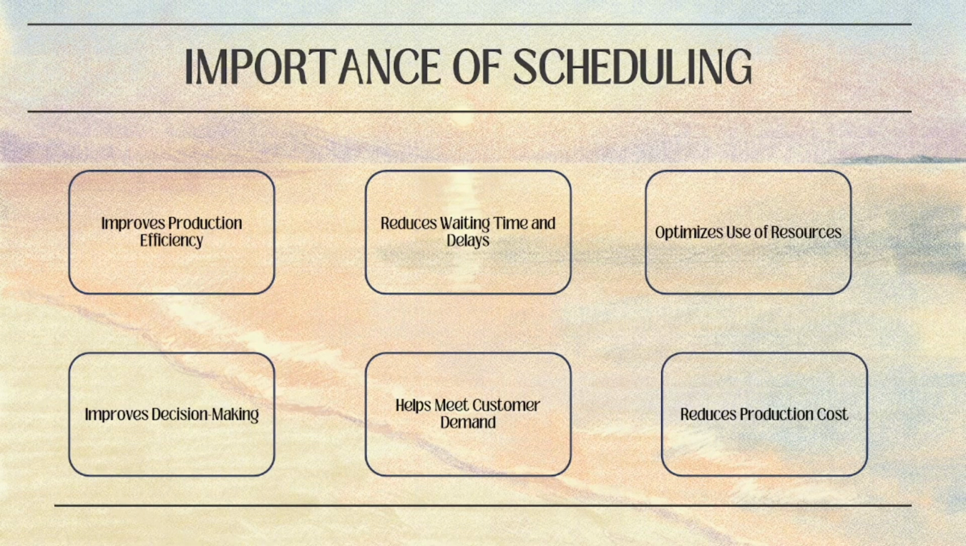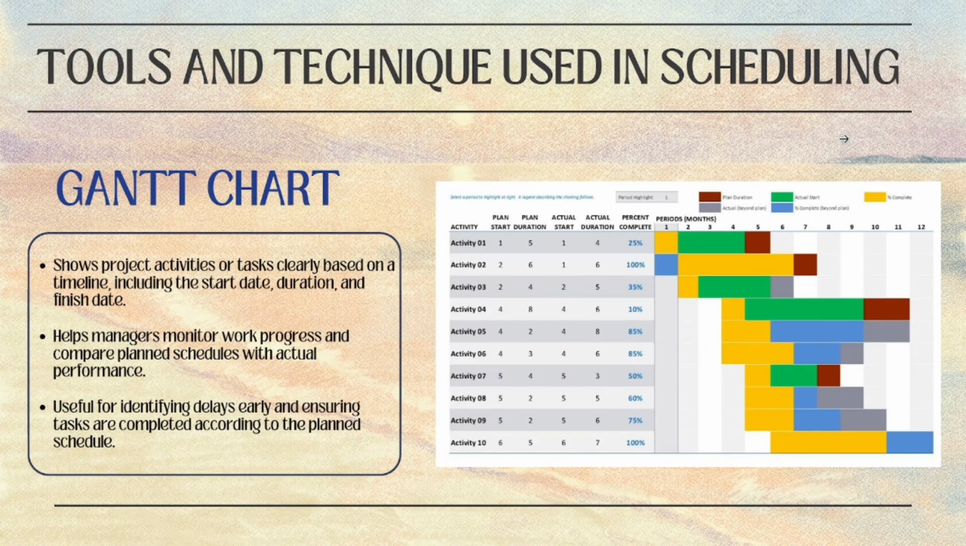So there are 6 importances of scheduling. First, improve production efficiency, reduce waiting time and delays, optimize use of resources, improve decision making, helps meet customer demand, and lastly, reduce production costs. Tools and techniques used in scheduling.